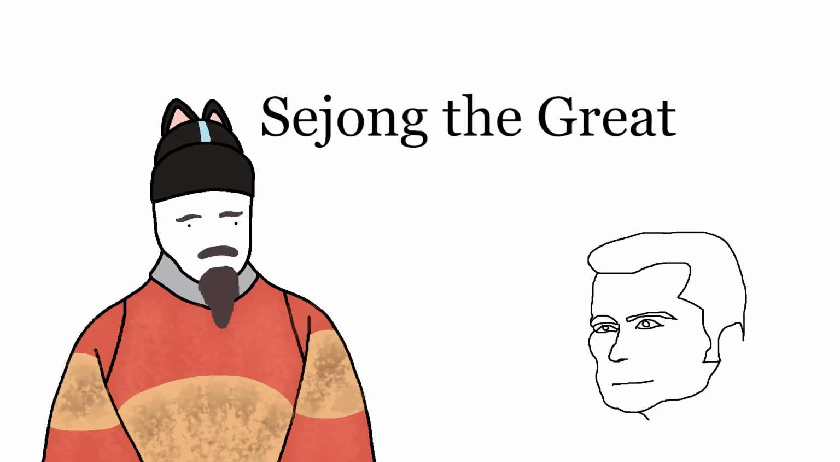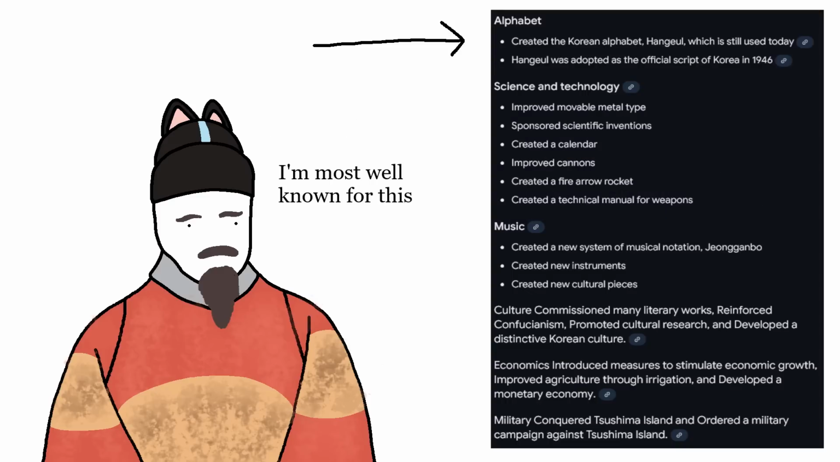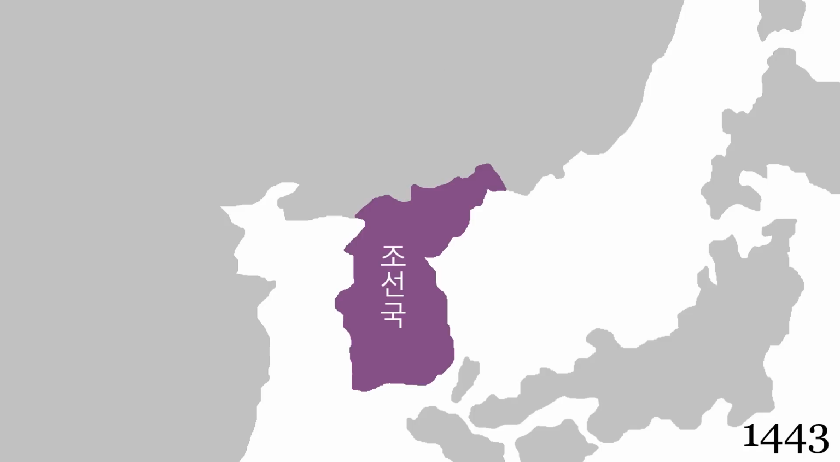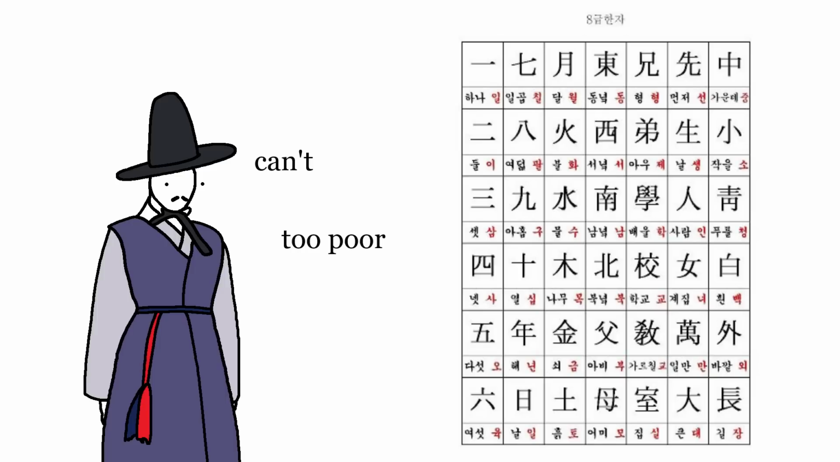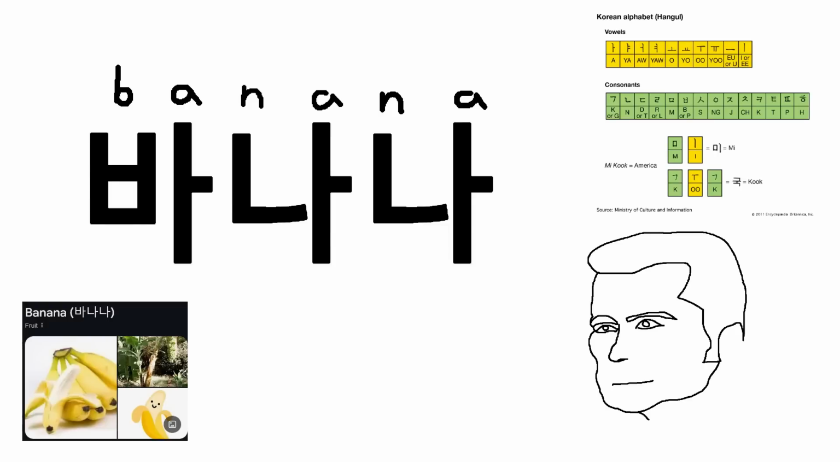King Sejong the Great, father of Korean rain measuring, avid meat lover, and a bunch of other stuff, including inventing Hangul. So in 1443, Sejong the Great was faced with a problem. Chinese characters are too complicated and literacy was low. To fix that, he invented a new syllabic system where you combine consonants and vowels and turn them into sounds. It's literally the easiest thing ever. Banana, Coca-Cola.